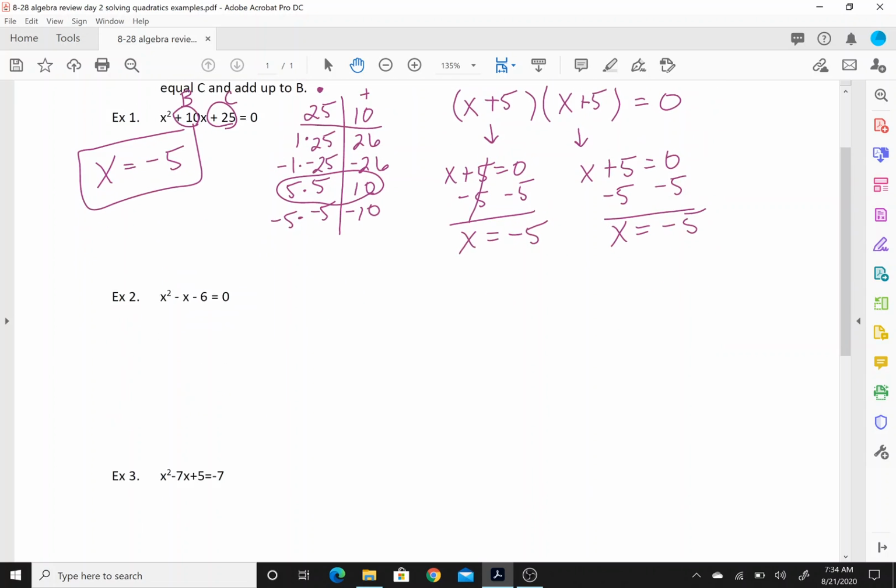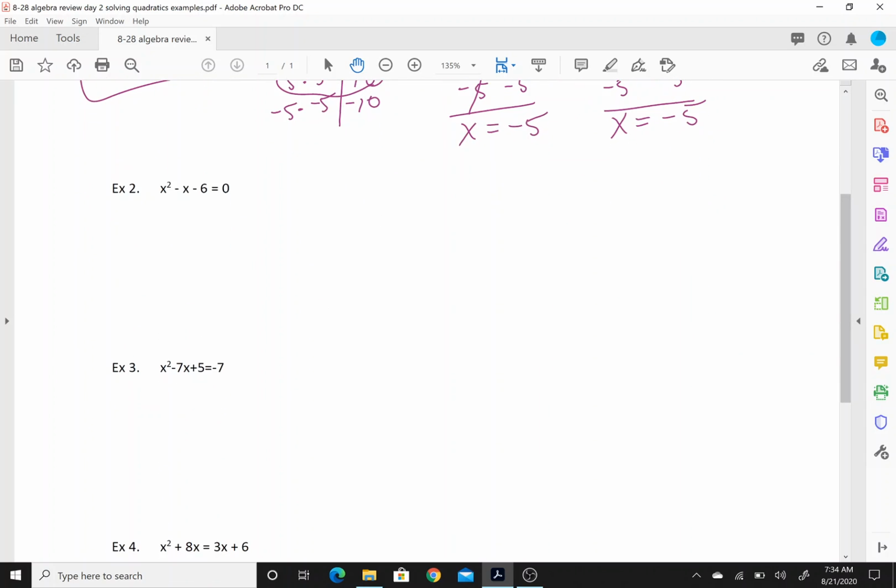Okay, excellent. Our next example, first off, let's check, is it set equal to 0? Yes, that's very good. Now I need two numbers that are going to multiply to be negative 6. And here, my b is actually negative 1. It's whatever number is in front of that x term. Since it's just x, there's a 1 that's understood there, so you have to remember it's negative 1. So we're looking for two numbers that when we multiply them, we get negative 6, and when we add them, we get negative 1.